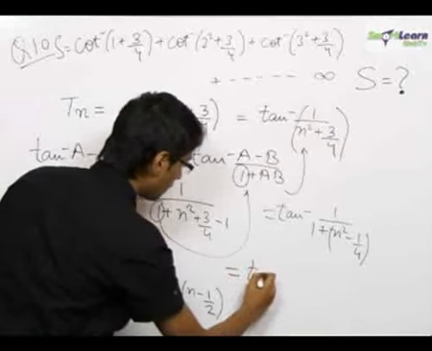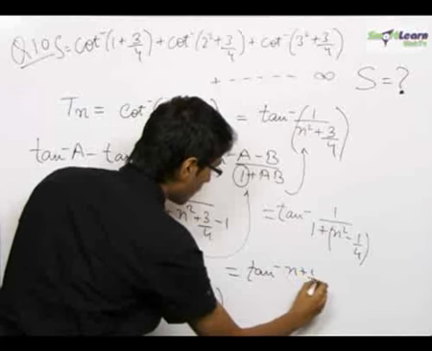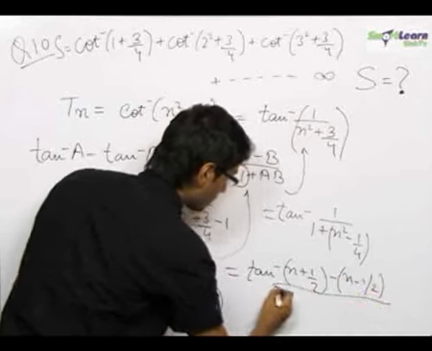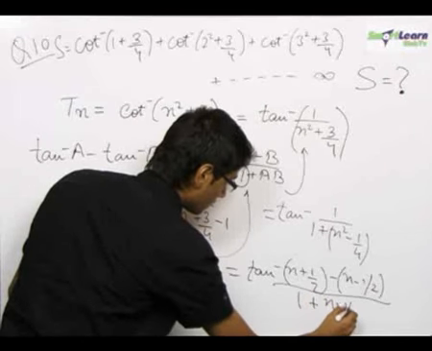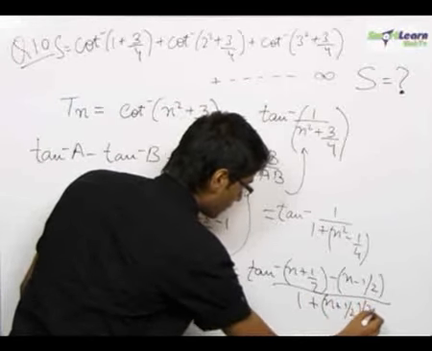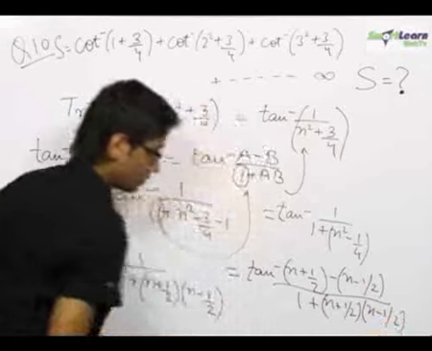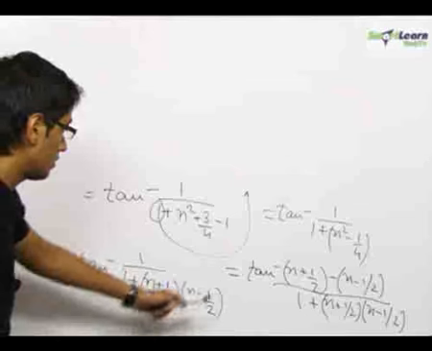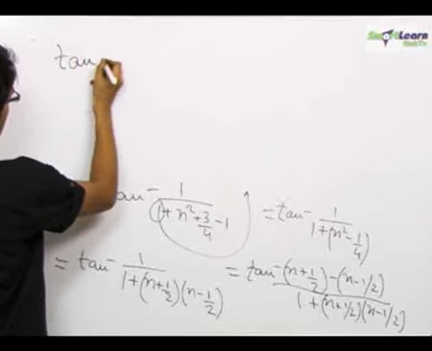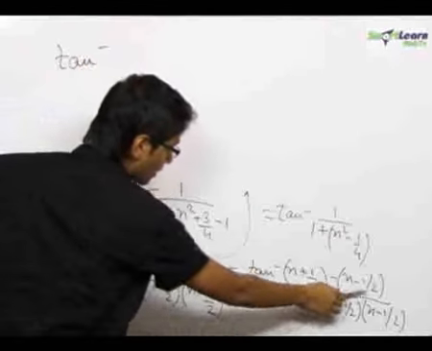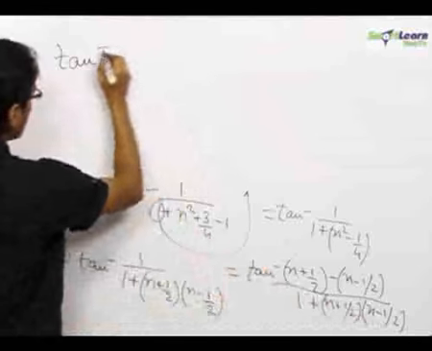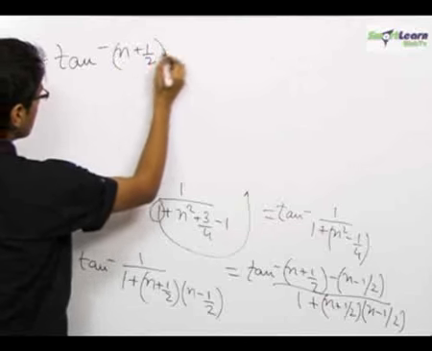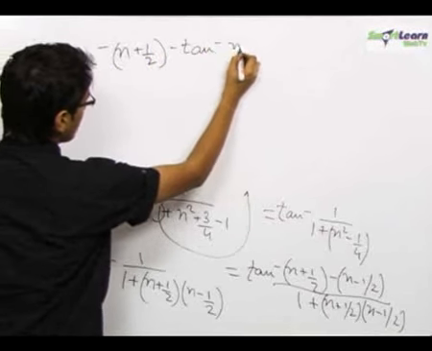Now this 1 in the numerator can be written as n plus half minus n minus half, and the denominator as it is. Now we can clearly see this whole thing has changed to the format of tan inverse A minus B upon 1 plus AB. So this can be written as tan inverse of n plus half minus tan inverse of n minus half.